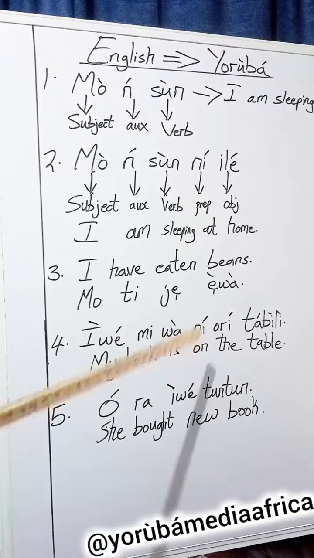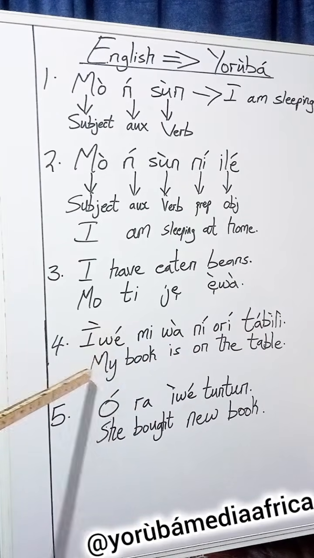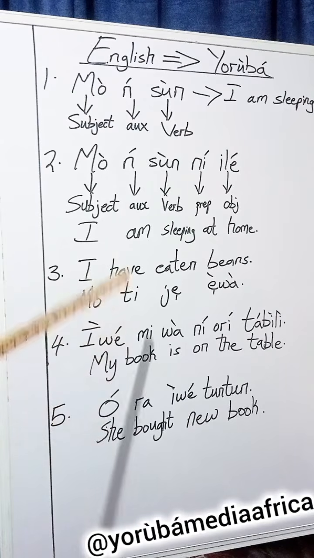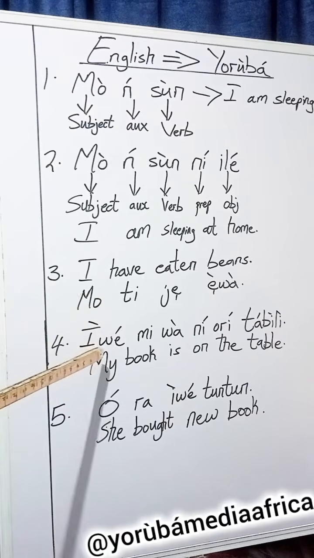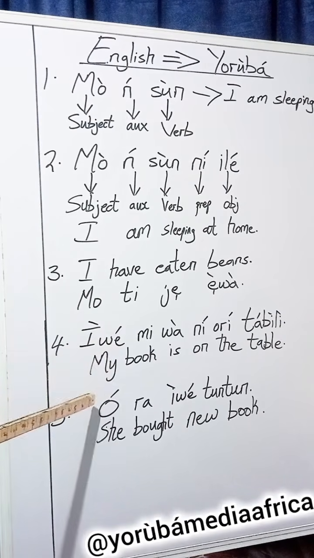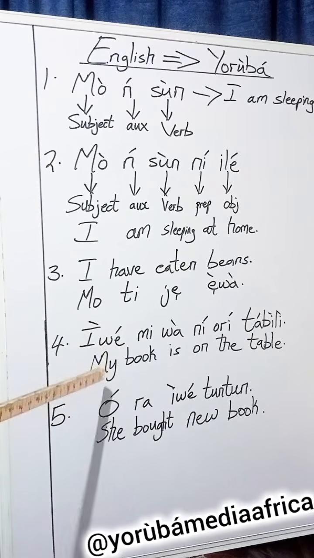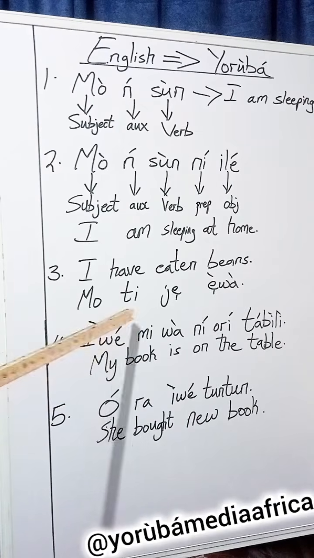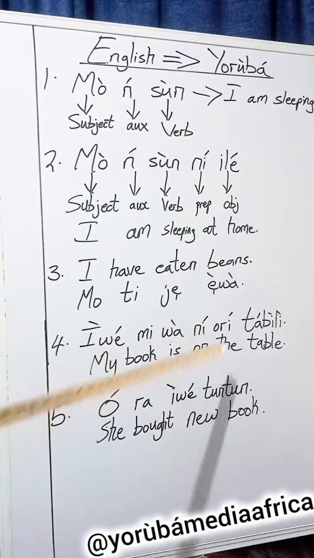Look at this. Ìwé mi wà ní orí tábìlì. That's my book is on the table. What to note here is that Yoruba determiners, qualifiers, and possessive pronouns usually come after the noun, unlike in English, where we have the possessive pronoun, determiners, or qualifiers before the noun. Look at this. In English, we have my book, but Yoruba says literally book my. So that's why we have ìwé mi wà ní orí tábìlì.